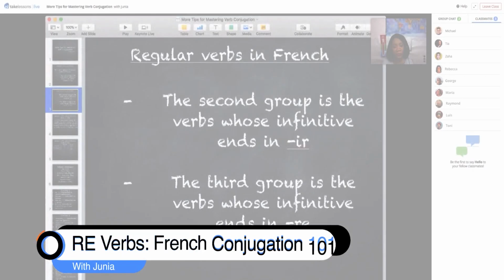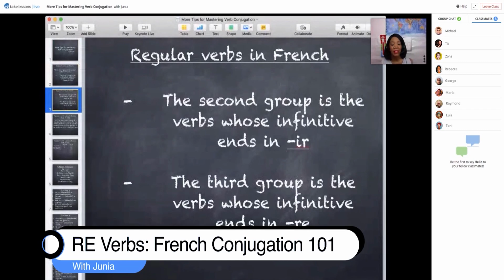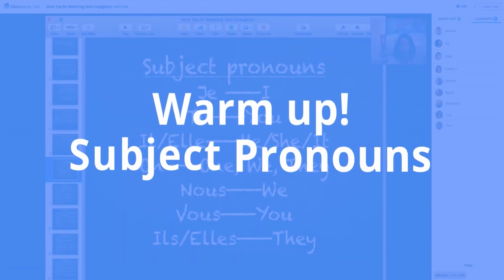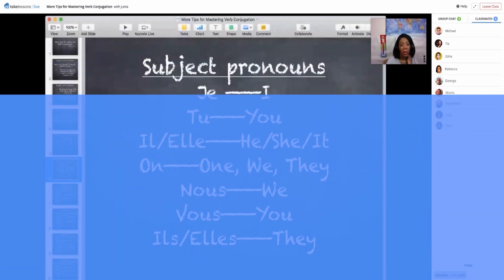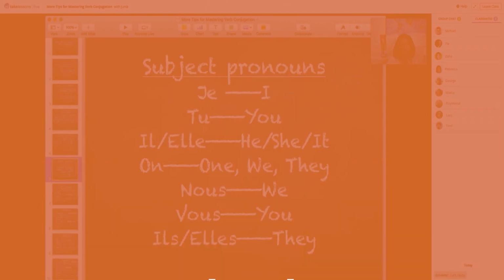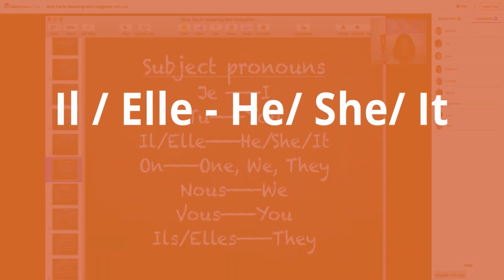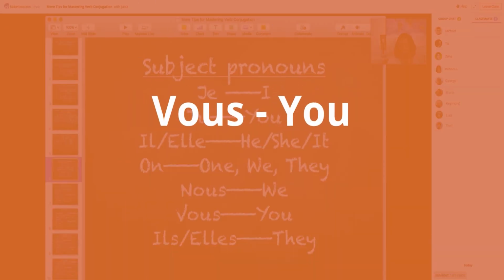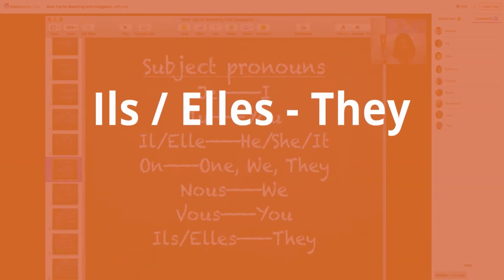And the third group is the verb whose infinitive ends in RE. Alright. The subject pronouns: we have je, tu, il, elle, on, nous, vous, ils, elles.